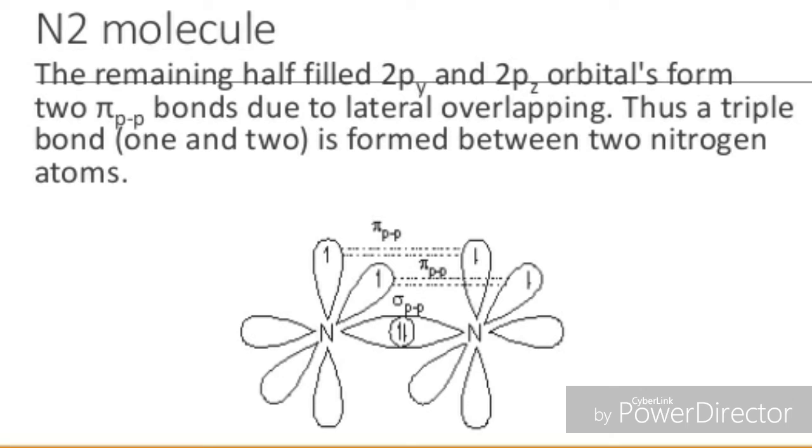Students, the remaining half-filled 2py and 2pz orbitals form two pi bonds due to lateral overlapping. Thus, a triple bond is formed between two nitrogen atoms. Here you can see end-to-end or head-on overlap of p orbitals and lateral or sidewise overlap of p orbitals forming sigma and pi bonds. One sigma bond and two pi bonds are seen in nitrogen molecule.